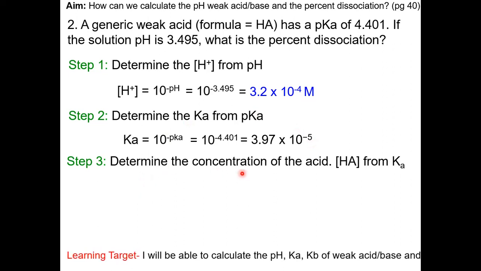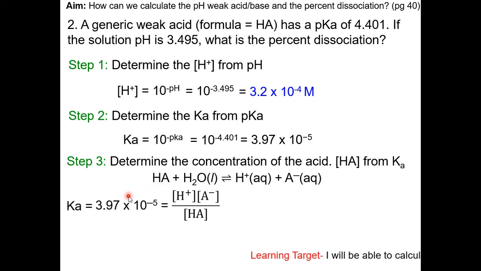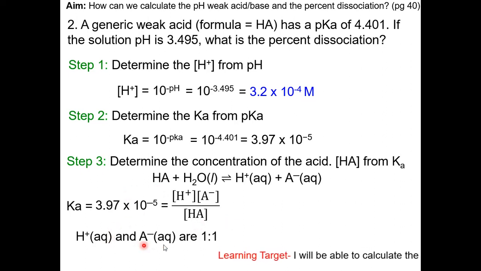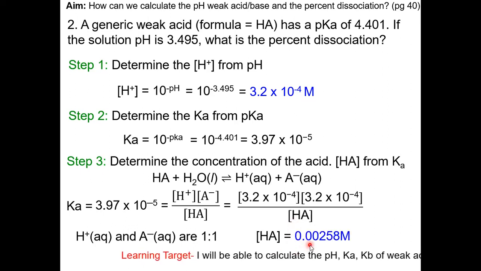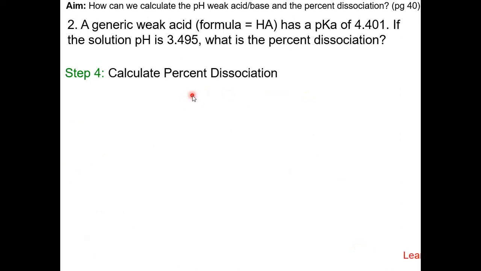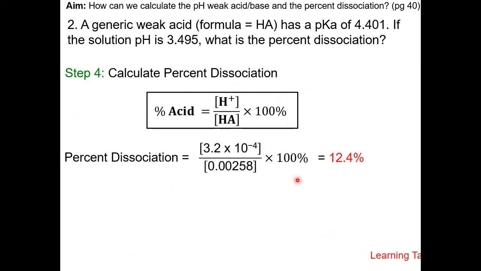Step 3. Determine the concentration of the acid. We need to get the concentration of the acid from the Ka. Here's the chemical equation for the generic acid HA. Next, let's write the equilibrium expression Ka. Since H plus and A minus are 1 to 1, they have the same value. Now we can solve for the concentration of HA, which gives us 0.00258 molar. Step 4. Calculate the percent dissociation. Now we plug it into the equation. We get the percent dissociation as 12.4%.